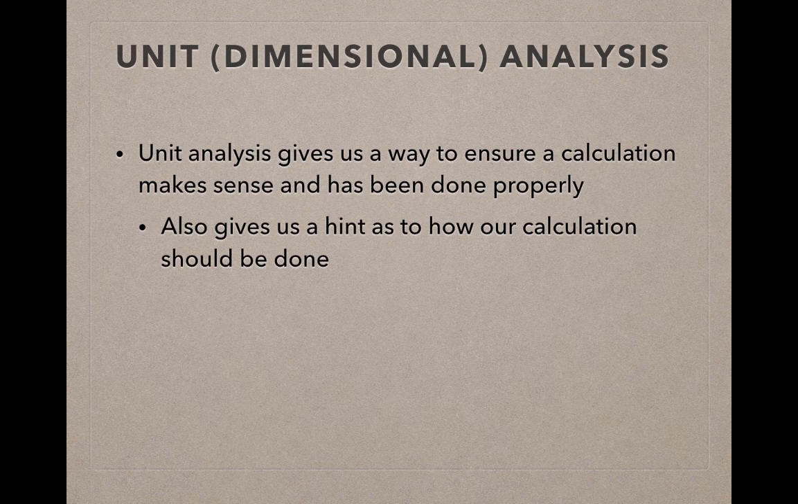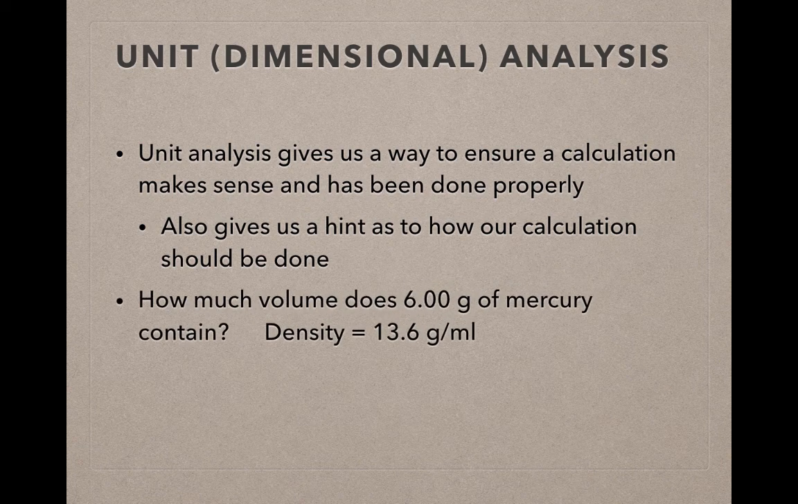Unit analysis also gives us some hint as to how our calculation can be done, even if we don't know the equation that we're supposed to use. A lot of times we can use dimensional analysis to figure out what we need to do. So as an example, we can go back to a density equation here. We want to know how much volume 6 grams of mercury contains, and with knowing the density at 13.6 grams per milliliter. Well, we know that density is equal to mass over volume, but let's say we didn't know that.